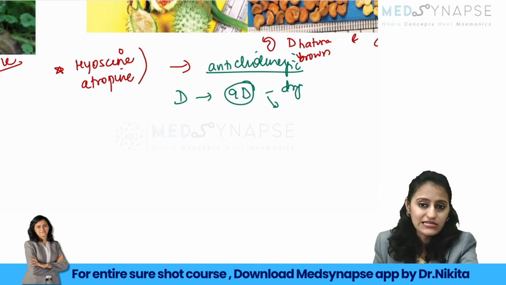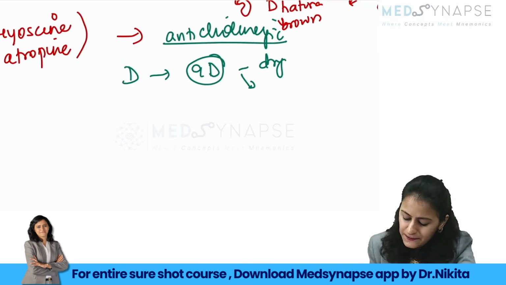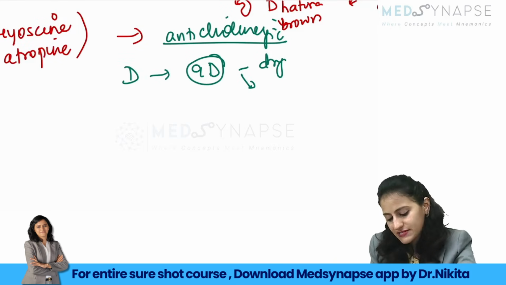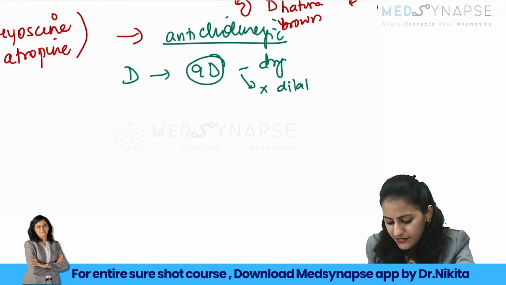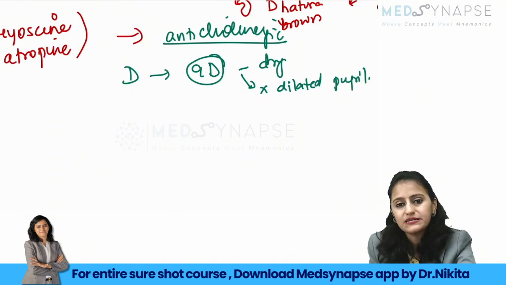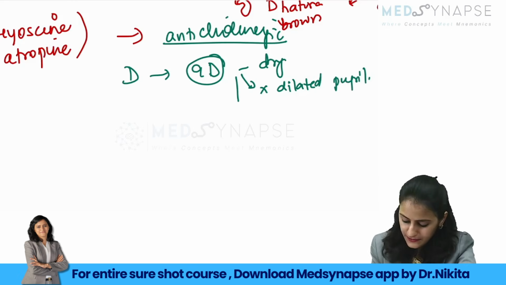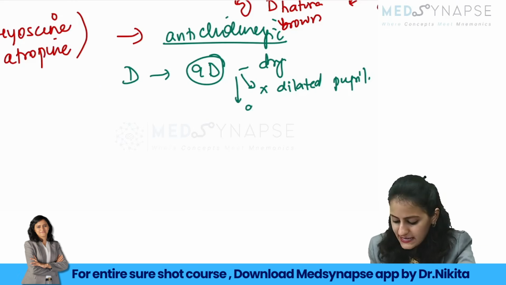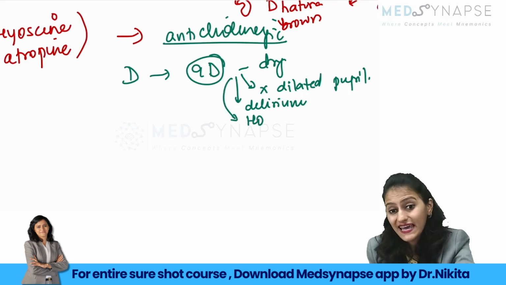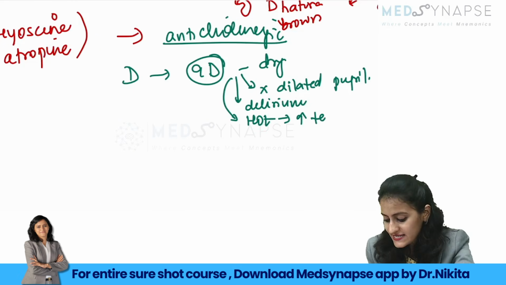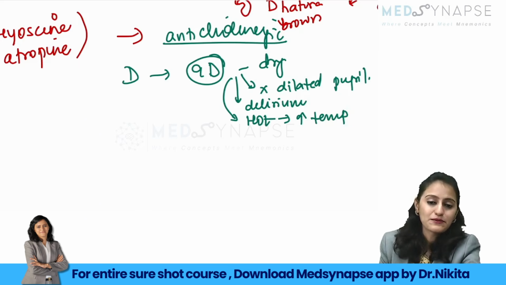There is no sweating, no secretions, it's dry. The 9D by itself does not include the dilated pupil, but remember that dilated pupil is one of the features that you see here. So there is dry, there is dilated pupil, there is delirium. Okay, this is hot as a hare. So it is increased temperature, hyperthermia that we see.